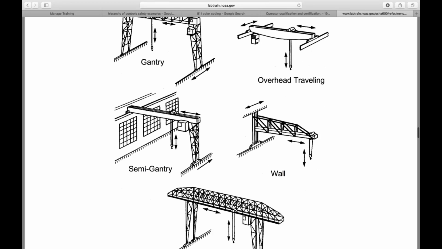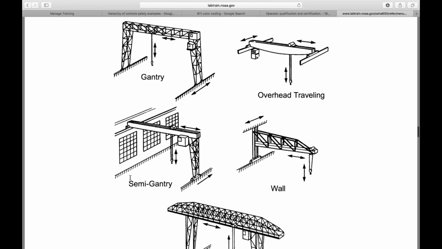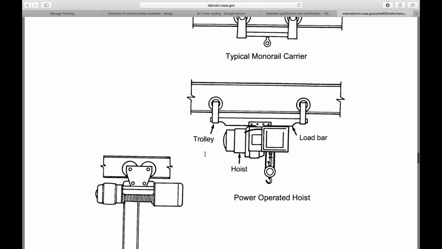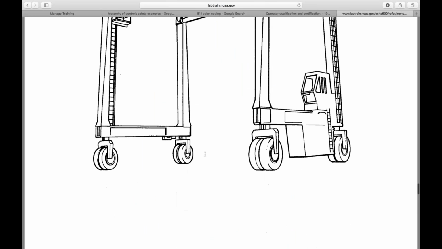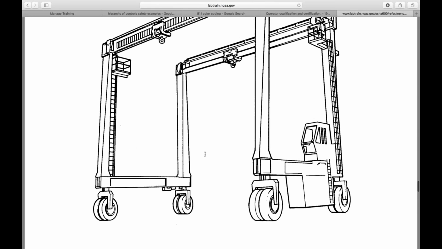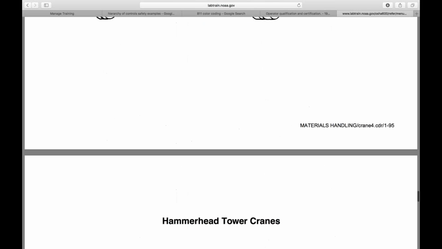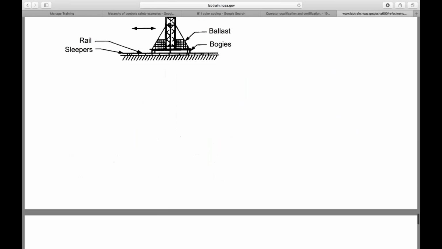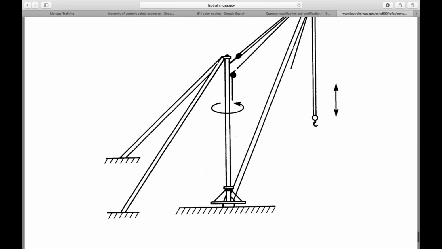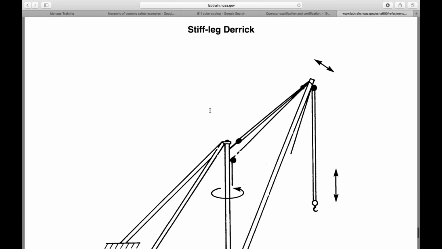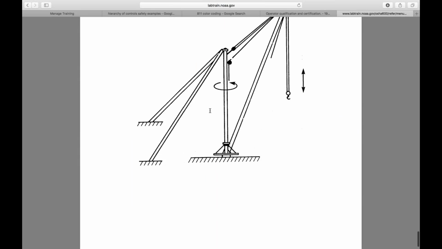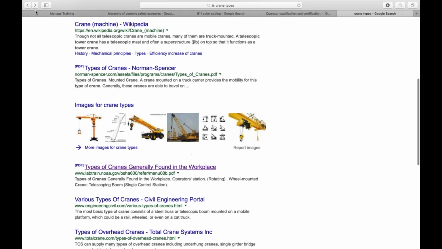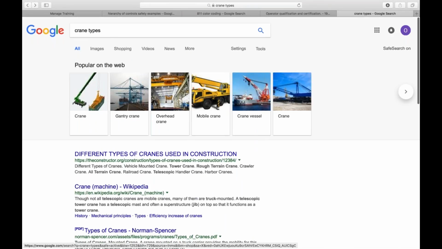And then all your different facility cranes: gantries, overhead, semi-gantry, walls, cantilevers, and all your trolley systems. Like I said, very basic and black and white, but I love this PowerPoint. Your straddle crane, or mobile gantry, whatever you want to call it, and then your tower, your hammerhead or tower crane, and then the derrick or a stiff leg, depending which one you want to call it. If you want me to send you the link, just shoot me a message, or if not, let me show it to you right here, just in case you want to take a snapshot of it really quickly.